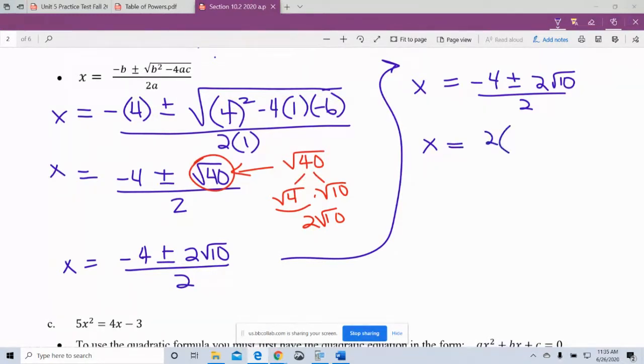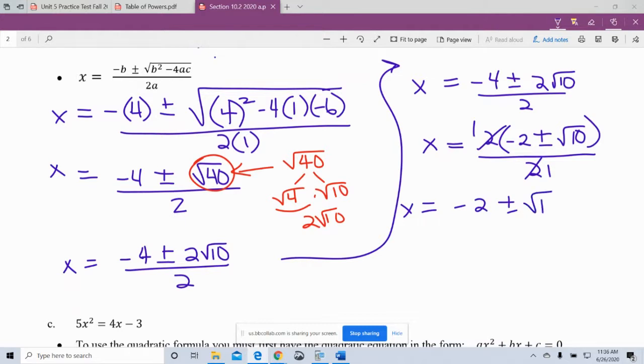I'm going to have 2 times. Now, I'm dividing each of these two terms on top by this 2. So negative 4 divided by 2 is negative 2. And then I have the plus or minus. And then I have the 2 square root 10 divided by 2, which is just the square root of 10. So if I remultiplied this 2 out, I'd get back to that numerator again. And all that is divided by 2. And now that common factor of 2 can divide out. So my answers are x equals negative 2 plus or minus the square root of 10.